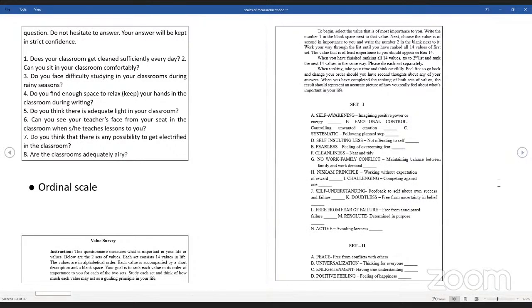And with this value scale, we can use some of the statistics. For example, we can apply the median test between the two groups. We can apply the rank order correlation. We can apply the Kruskal-Wallis test. All those things we can apply if we are interested. Even we can apply cluster analysis also. That is also possible. So all those things are possible through the ordinal scale. Okay, next.